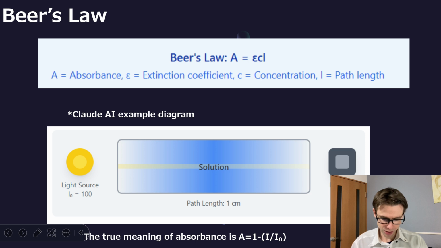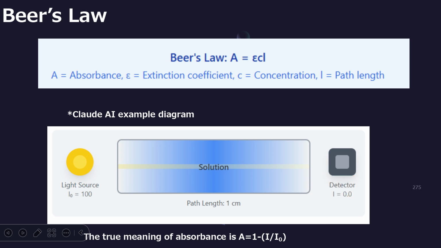So I have a little model here made by Claude AI. You have a light source. It has 100 intensity. Then you have your solution in a container with a path length, in this case, 1 centimeter. And then a detector. This detector will detect the light that has passed through your sample. In my example here, it's 0. That means our solution here has 100 absorbance, or 100% light absorbed, so nothing gets through.